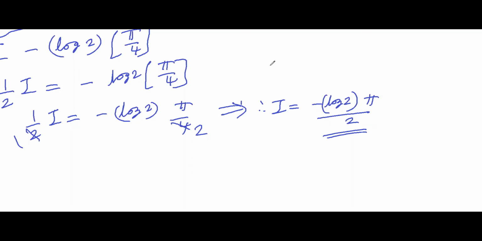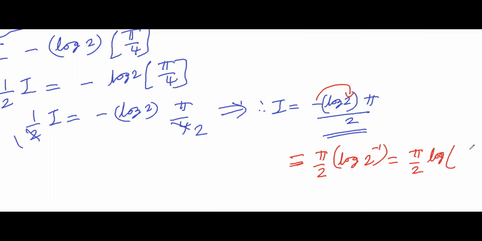So your answer is this, and if you want you can even write this answer as, always try to avoid final answer in minus. Okay, so this pi by 2 I will write here pi by 2, and this minus I am going to take into the log, so it will become 2 to the power of minus 1. Okay, and next step is pi by 2 log of, what is this? It is 1 by 2. Correct. So this is your final answer.